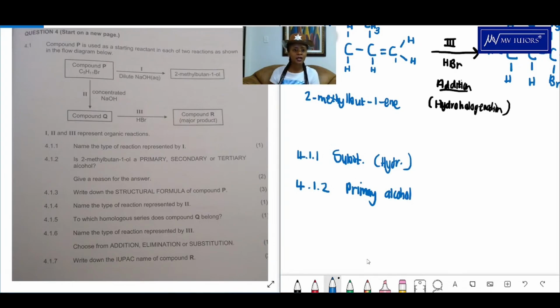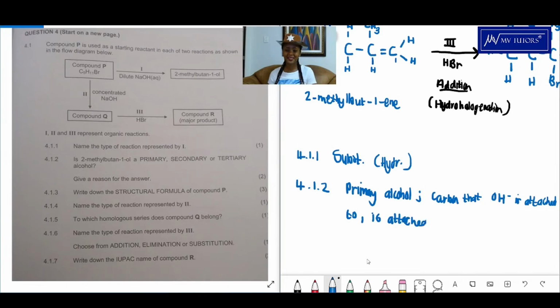Okay, now give a reason for your answer. Well, basically, the carbon that the hydroxyl group is attached to is attached to 1 carbon, or has 1 neighboring carbon. So the carbon that the OH group is attached to has 1 carbon.